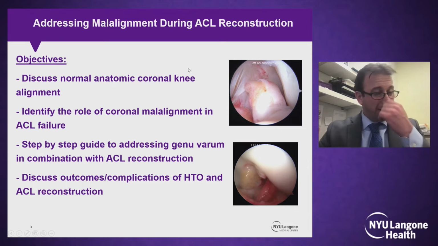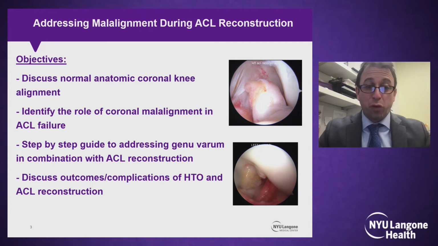So what we're going to do in the next 10 to 15 minutes is discuss normal anatomic coronal knee alignment, talk about the role this coronal malalignment plays in ACL failure, and then give you a step-by-step guide to addressing genu varum in combination with ACL reconstruction, and then discuss the outcomes and complications of combining these two procedures.